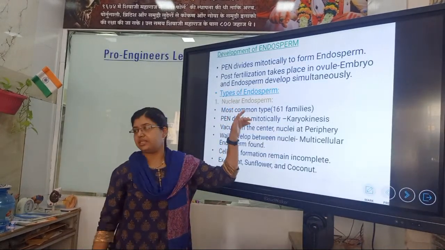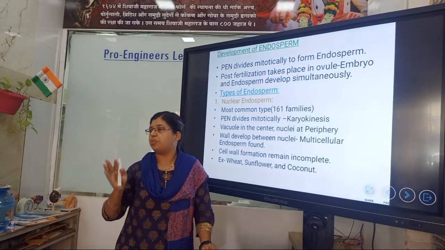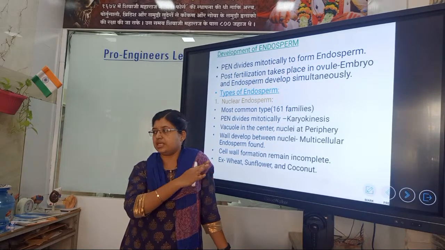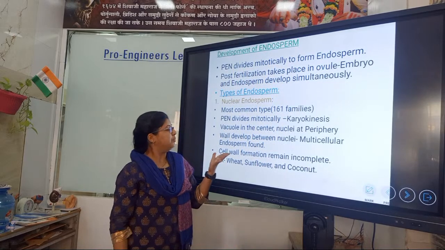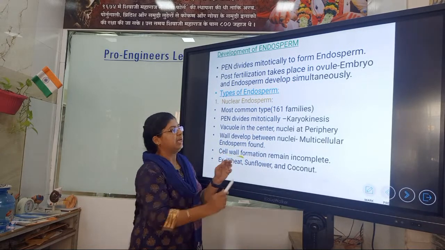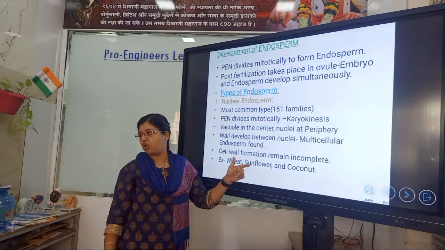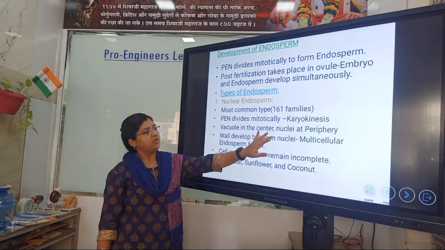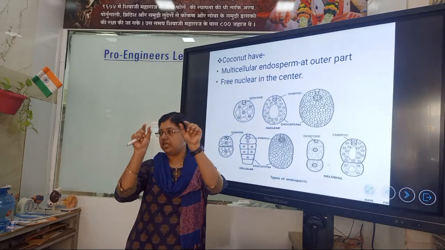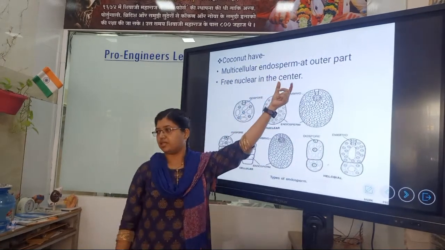What happens in nuclear type? First of all, the nucleus is divided. It is arranged at the periphery, the vacuole is present at the center, and after that wall formation takes place. But in some plants, cell wall formation remains incomplete. Remember these examples: wheat, sunflower, and coconut. We have seen in the coconut, multicellular endosperm is at the outer part, and the free nuclei are in the center. Clear?